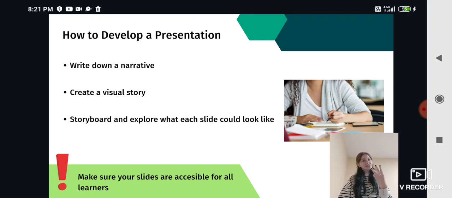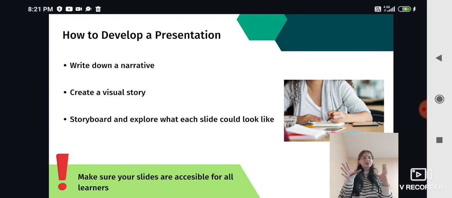So we have 3 steps for that. 1. Write down a narrative. Write your narrative so that you can think about your structure and language before starting and not make conflicts during the presentation. The second one is create a visual story. Work through paragraph by paragraph and decide if this idea needs a slide and so on.